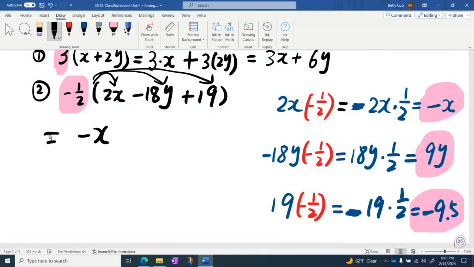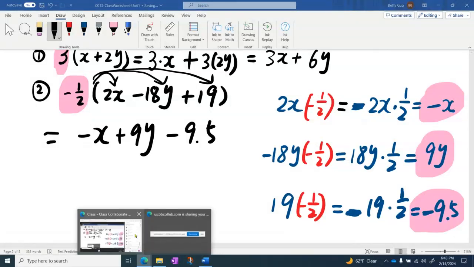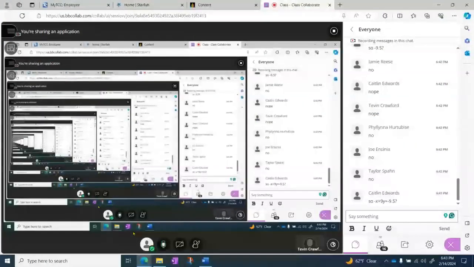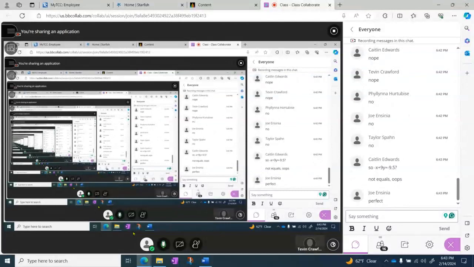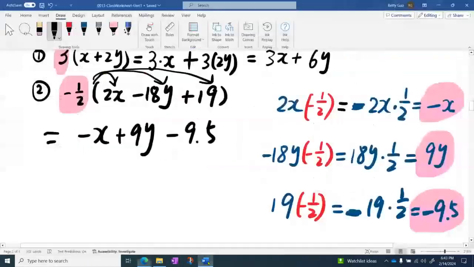We have negative x plus 9y minus 9.5, and that is your answer. So negative x plus 9y minus, that's not equal sign, right? Minus 9.5. Okay, very good. Perfect. Better?